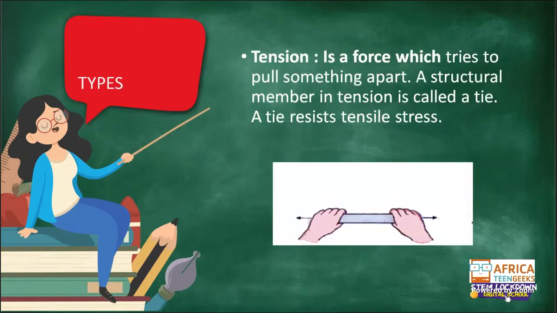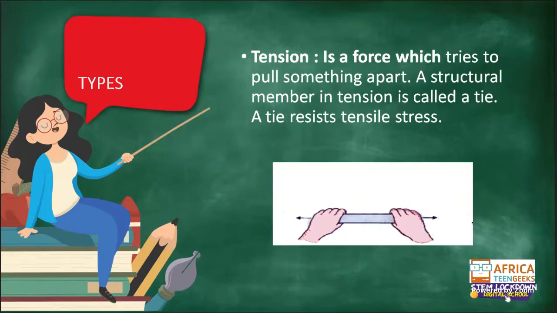So now we have a pulling force, a pushing force, a twisting force, and we are going to see them here. First, tension. We are looking at a type of force called tension. And what is a tension force? It is a force which tries to pull something apart. A structural member in tension is called a tie. A tie resists tensile stress.